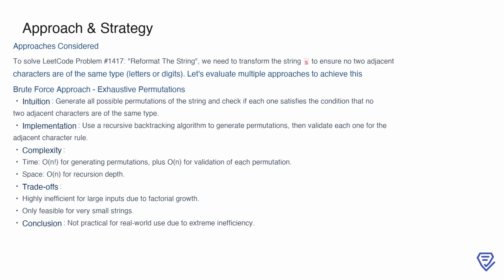To solve the problem of reformatting the string so that no two adjacent characters are of the same type, we explored multiple approaches. First, we considered a brute force method that involves generating all possible permutations of the string and checking each one for validity. This approach uses recursive backtracking to generate permutations and validates whether no two adjacent characters are of the same type.